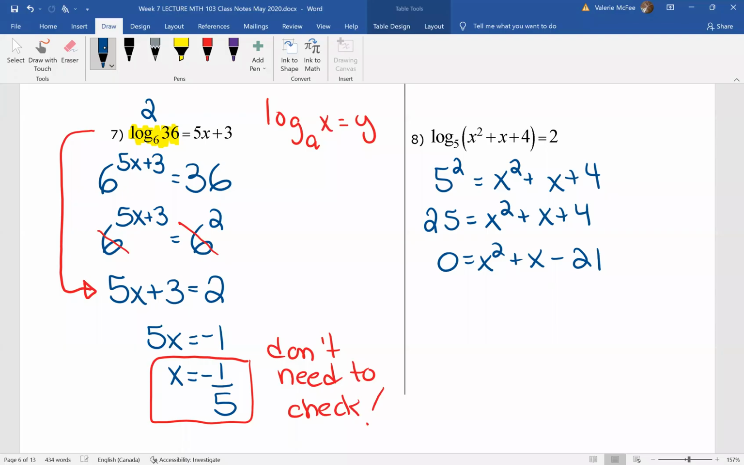Did you get till here? And now you don't know what to do? You do know what to do. This is a quadratic equation that can't be factored. What do? Yes, we use the quadratic formula. You have that memorized, don't you? Why don't you go ahead and solve that?